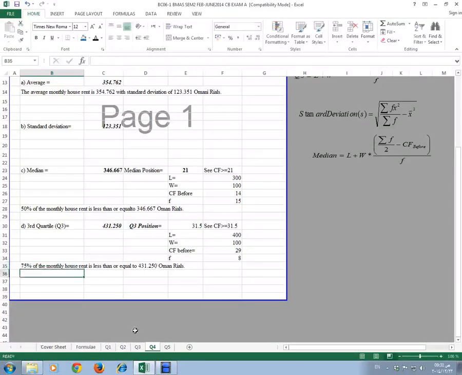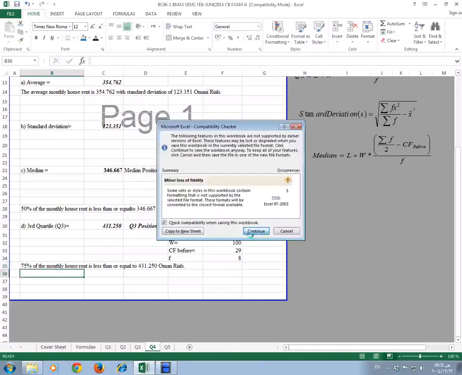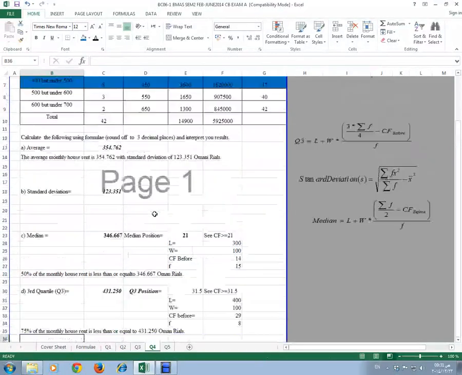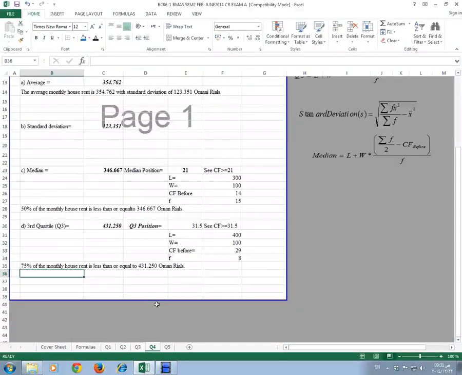This one is the answer for question number 4. Please try to always save your data, so as not to lose your data for any other reason happening during your examination.